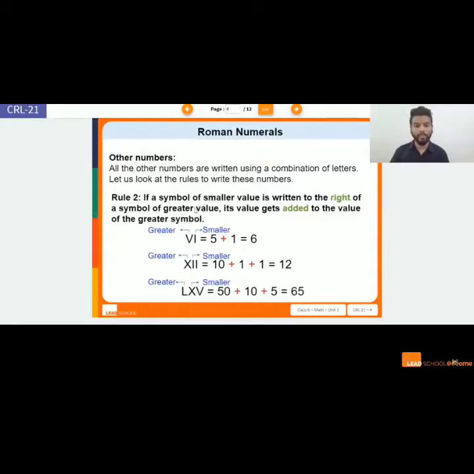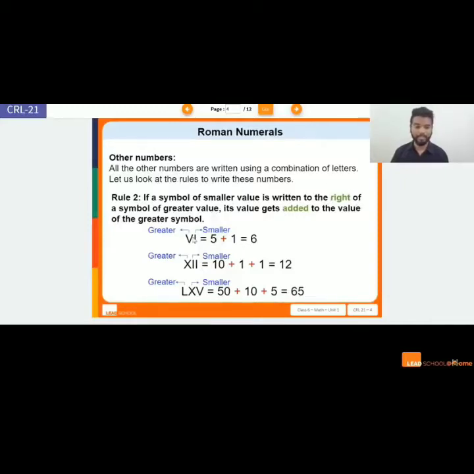This time we'll read it more slowly and we'll try understanding. If a symbol of a smaller value is written to the right of a symbol of greater value. You look at this and look at this. Between these two symbols, which one do you think has higher value? V, correct? V is 5, I is 1. Similarly, you look at this, I is lesser than 10, X is 10. Alright, X is 10, V is 5, L is 50. So I know whenever my smaller value is written to the right of a symbol of greater value, its value gets added to the value of the greater symbol.